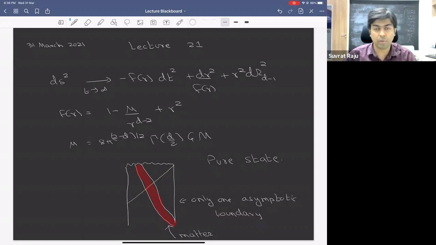That matter collapsed to form a black hole, but of course the CFT remains in a pure state, and it's described in the bulk by this kind of a metric, which at late times tends to what is written on top.